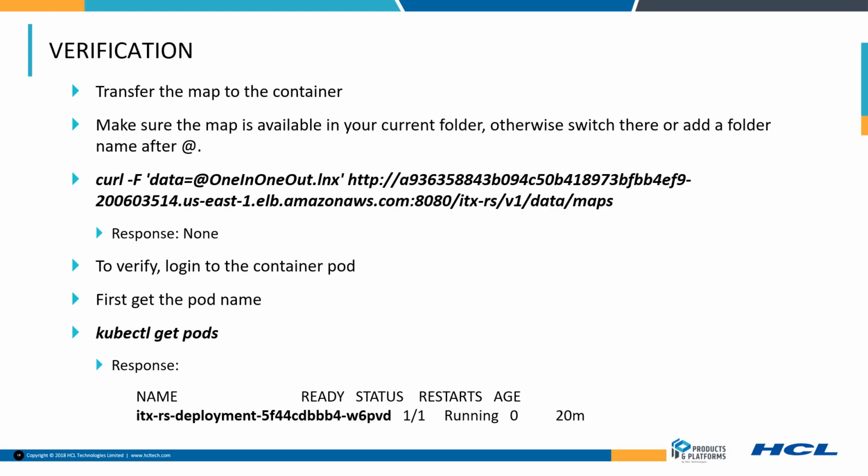The next verification step is to transfer the sample map to the container side. Use the curl command along with the external IP to transfer it. Do not change the destination path. The map goes to a folder called /data/maps in persistent storage. Usually it takes a few seconds to run. There's no direct response. When it's finished, the control is returned to the terminal. Copy the pod name into clipboard memory to be used for the next step.